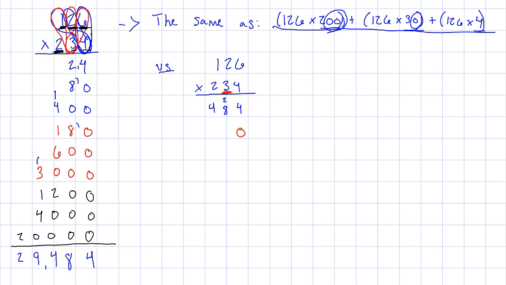and I start with a placeholder. 3 times 6 is 18. So I'm going to do an 8 and a little 1. 3 times 2 is 6, so I'll just place a 6 there. And 3 times 1 is 3. Now I move on to the 2. I need 2 placeholders this time. 2 times 6 is 12, so I do the 2 here and a little 1. 2 times 2 is 4, and 2 times 1 is 2.